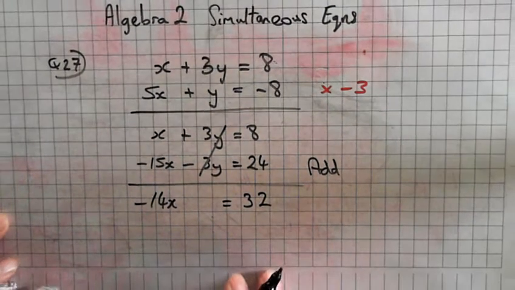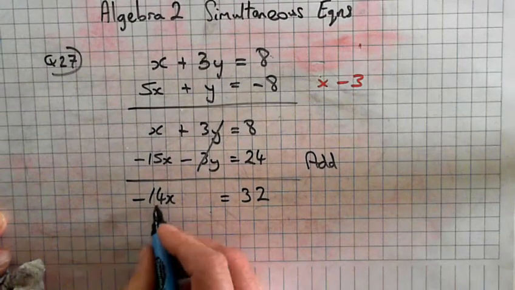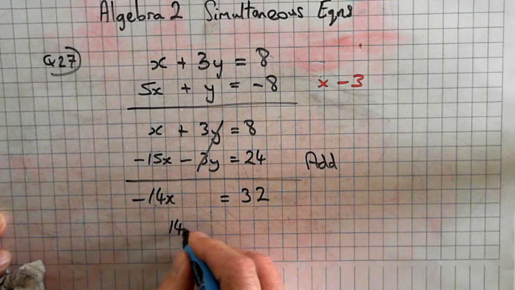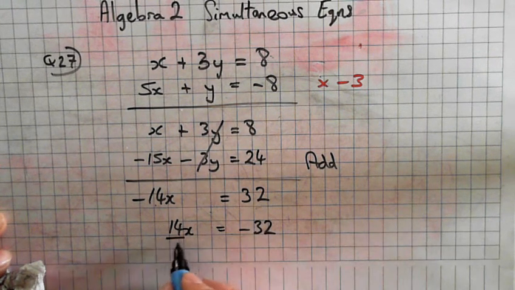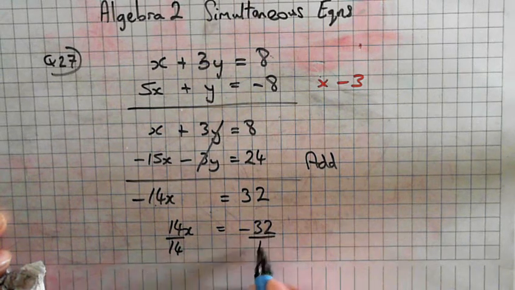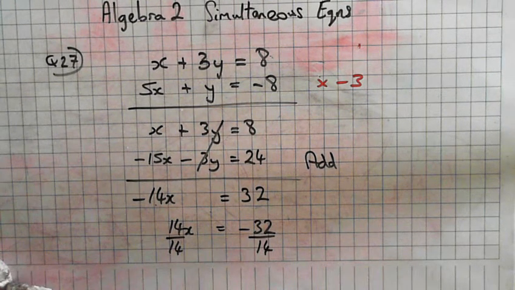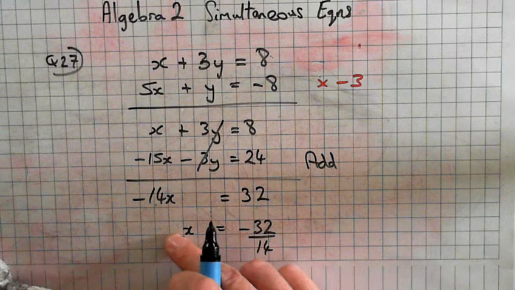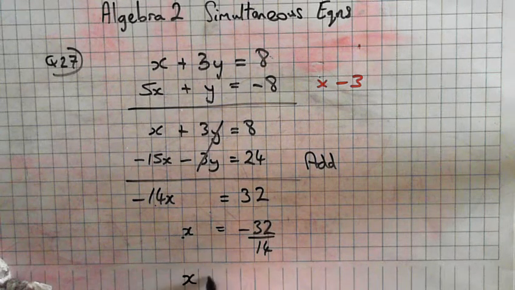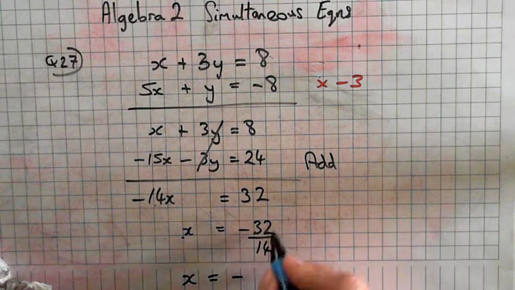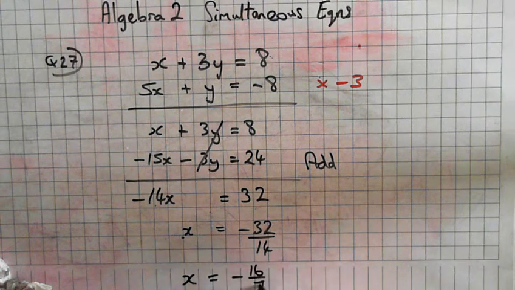Now first of all, x we need it to be positive, so we change the sign. 14x is equal to minus 32. Divide both sides by 14. So 14 divided by 14 gives you 1. 32 divided by 14, so 16 over 7. Or we can leave it like that. Minus 16 over 7.